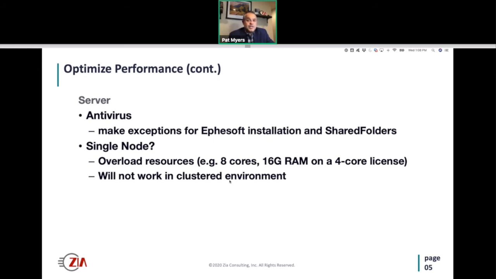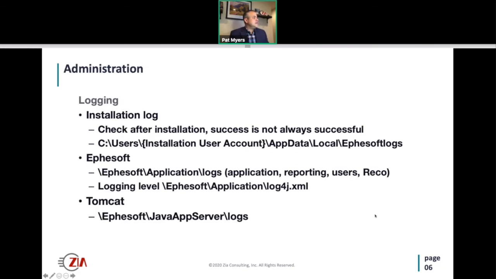The overloading will not work on a clustered environment. And so the way that the license server works is that when a server comes up, it'll say, okay, I'm going to allocate this many cores to you. If there is a system that goes to the license server that's an 8-core, it will say, okay, you have 8 cores, and so I'm going to allocate those 8 cores from the license server. So it will not work in a clustered environment. So that's just the way it is right now.